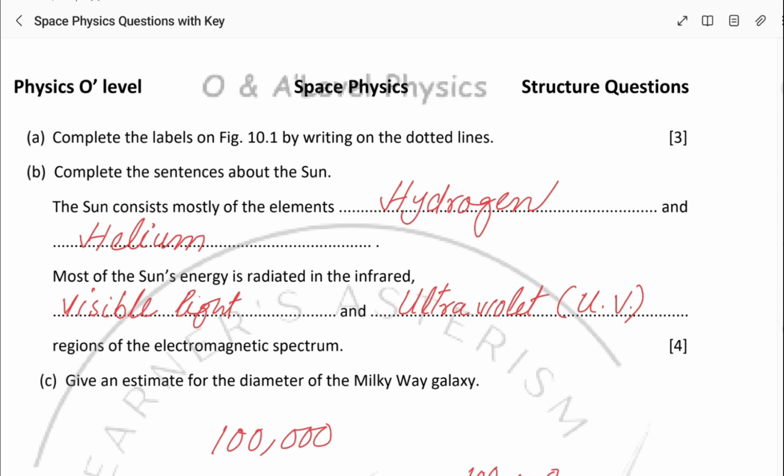Now part B, complete the sentences about the sun. The sentences are, the sun consists of mostly the elements hydrogen and helium. Most of the sun's energy is radiated in the infrared, visible light and ultraviolet region of the electromagnetic spectrum.